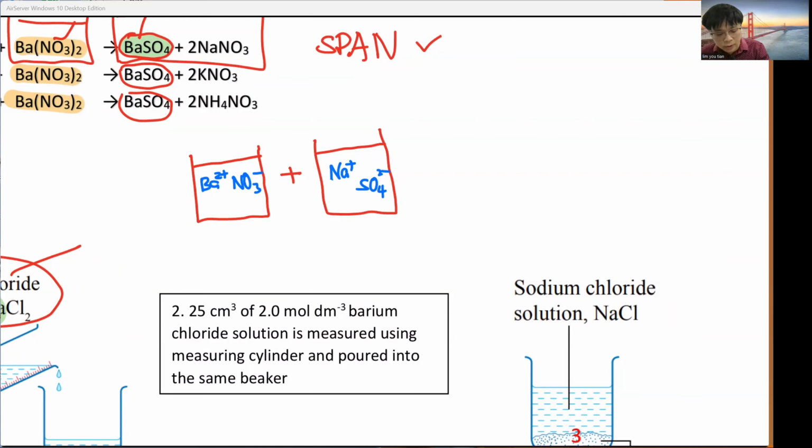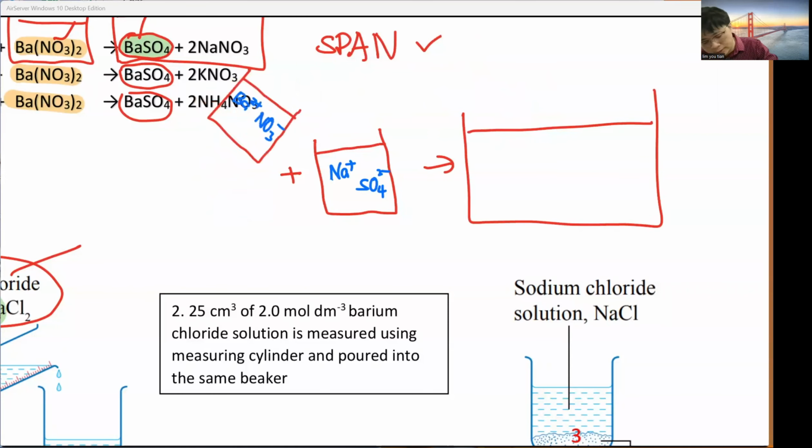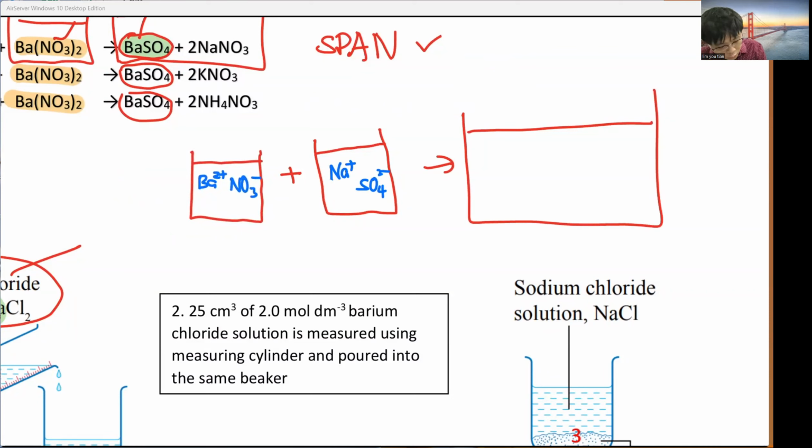To prepare my insoluble salt, it's very simple. You pour them into the big beaker. After you pour them inside, what happens here? They'll mix around, but you know that Ba and SO4 are not soluble, so they will form an insoluble salt here. So this is your precipitate. But sodium nitrate is soluble, so there are still free moving ions in the water.